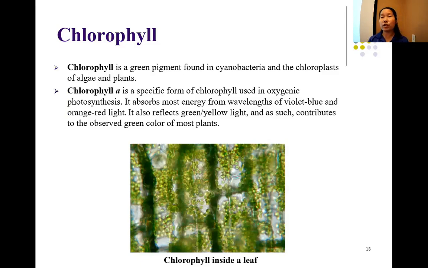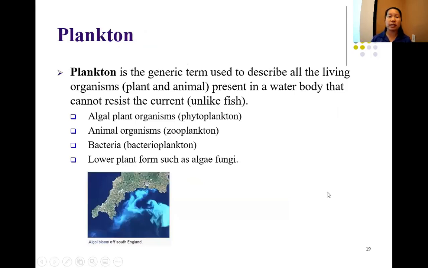There are different types of chlorophyll, and continuous study shows that remote sensing instruments typically respond well to chlorophyll A. So this is one of the special types that is often useful for remote sensing study. Chlorophyll A is a specific form of chlorophyll used in oxygenic photosynthesis. It absorbs most energy from wavelengths of ultraviolet and orange red light. They also reflect green yellow light, and as such contribute to the observed green color of most plants. So we can also find this in some tiny components in the ocean area.